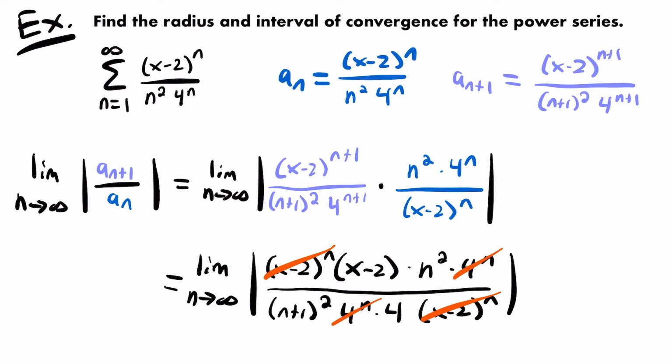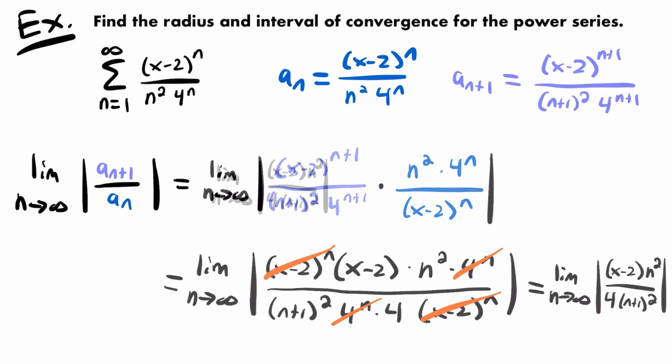All right, and so now what we're left with is the limit as n approaches infinity of the absolute value of (x − 2) times n^2 divided by 4 times (n + 1)^2, right? That's what we have left in this limit. This quantity of x − 2 and n^2 are in the numerator, and then 4 and (n + 1)^2 are in the denominator.